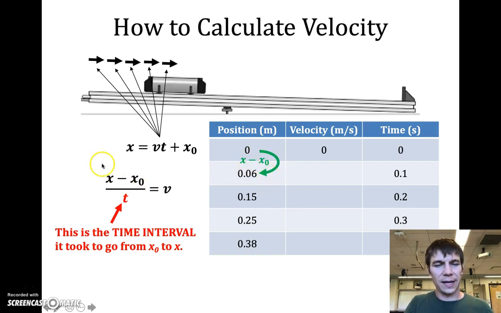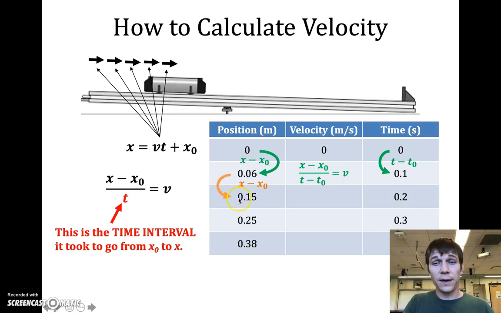Our x minus x naught, the top part of the equation, we're going to get from these two data points. And the time interval, or t minus t naught, is just the difference between these two. So our equation would look like this. We'd find the difference between those two points, and the difference between those two points, and we'd divide them, and that would give us our average velocity over that time, or the approximate velocity over that very short time interval.